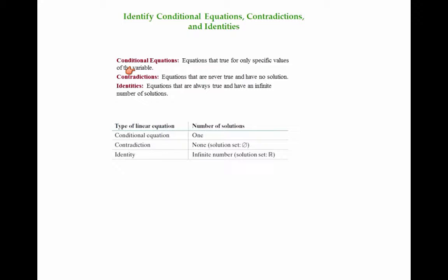In other words, we get a solution for that. We get the solution for an equation that is considered to be a conditional equation. Contradictions are equations that are never true and have no solution. Let's take a look at an example of that. What equation is never true? If I have x plus 1 is equal to x plus 2, can I make this equation true ever?